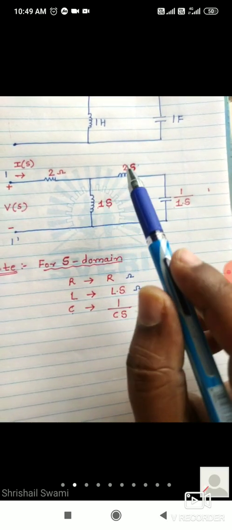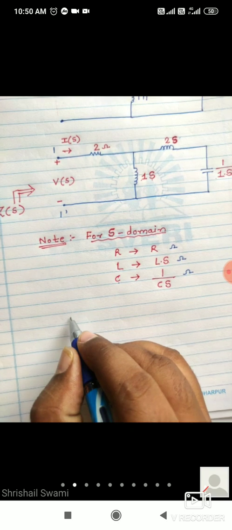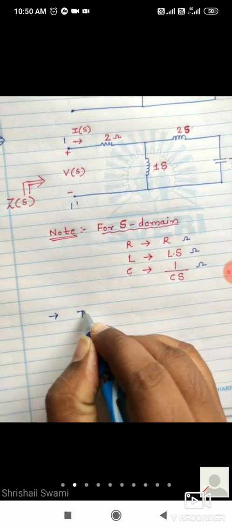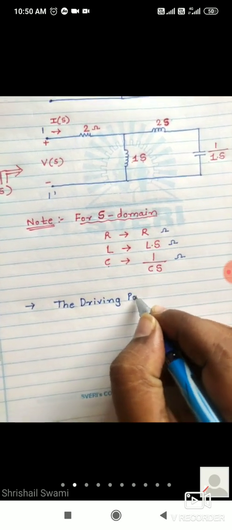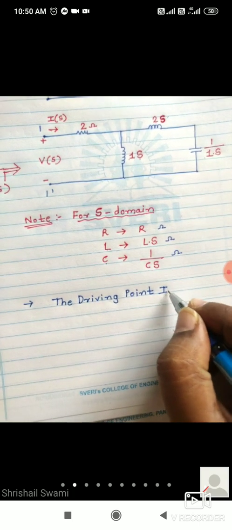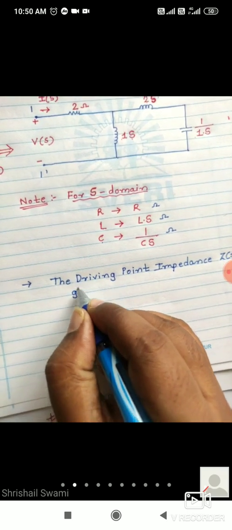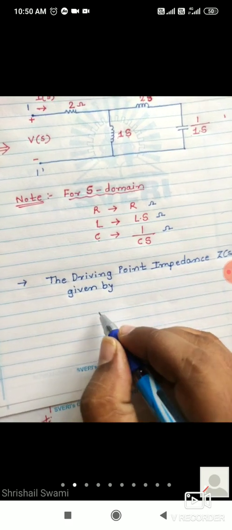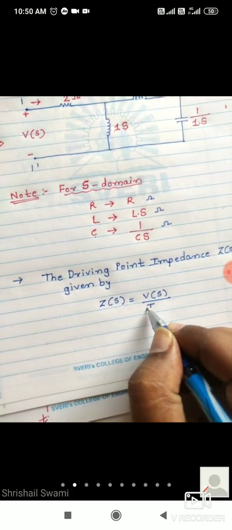Yes, parallel. And whatever answer we get, is that in series with 2 ohm or parallel with 2 ohm? Series. Okay, very correct. So according to that, the driving point impedance Z of S is given by Z of S is equal to V of S divided by I of S.